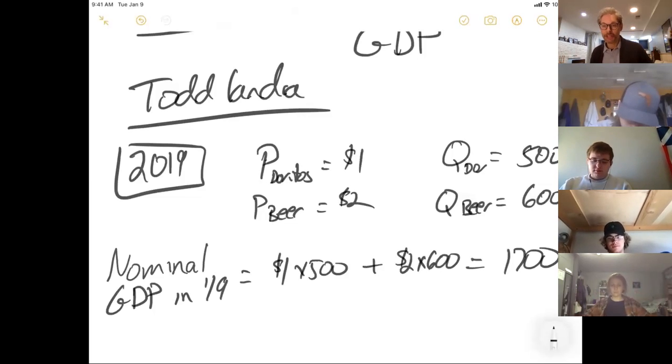So calculating GDP is actually a pretty simple process, right? You just get prices of everything that's produced, quantities of everything produced, multiply them by each other and add it up, right? That's in essence what GDP is.